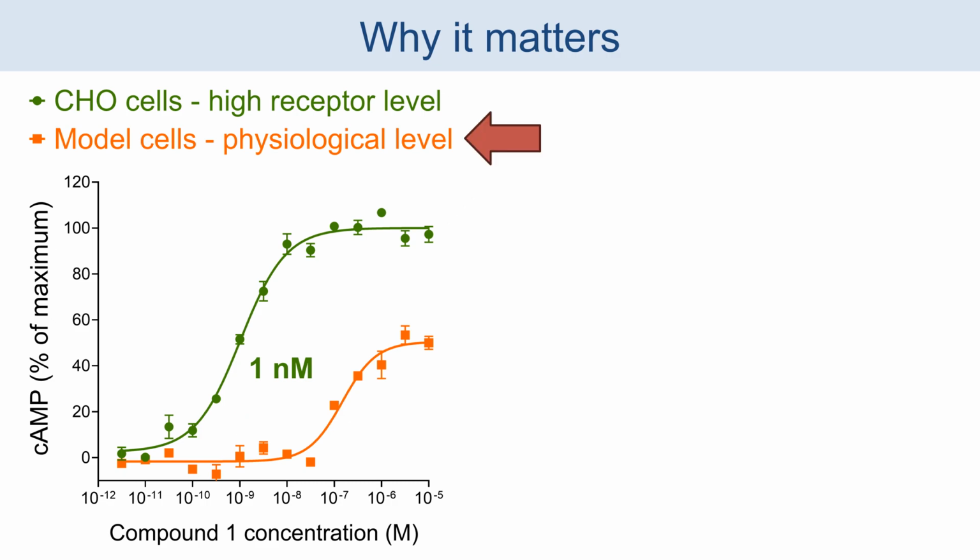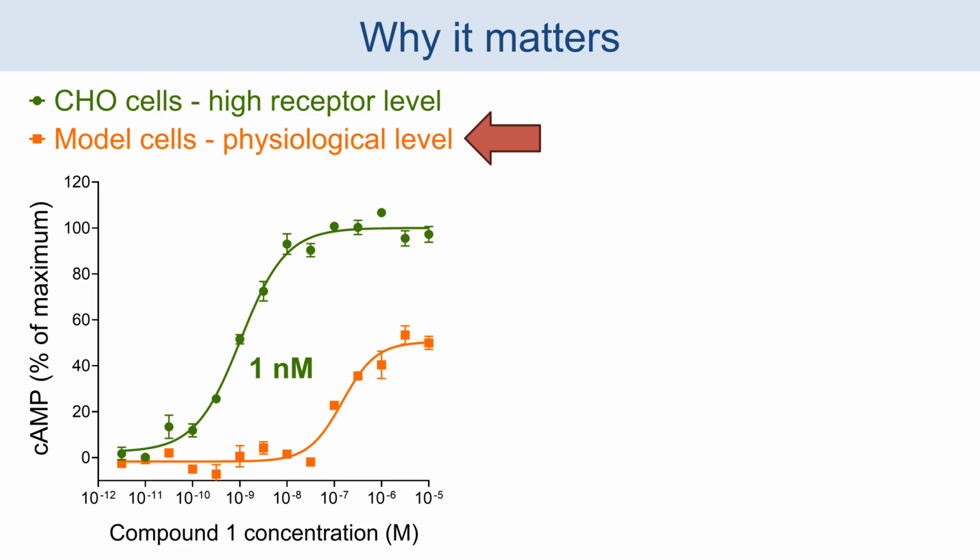We also test compounds on model cell lines. Examples of model cell lines include primary cells harvested from tissues and immortalized cell lines derived from these primary cultures. These cells have lower physiological levels of GPCR expression. We typically get to these assays later in the drug discovery process because they can be tricky to develop and are of lower throughput.